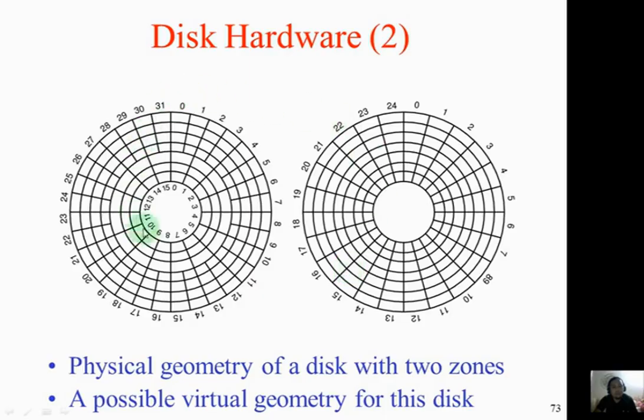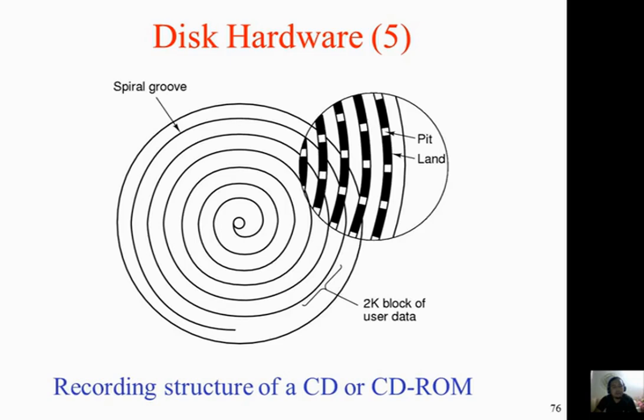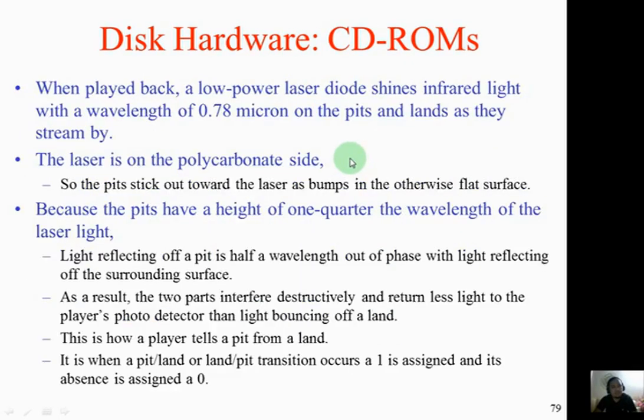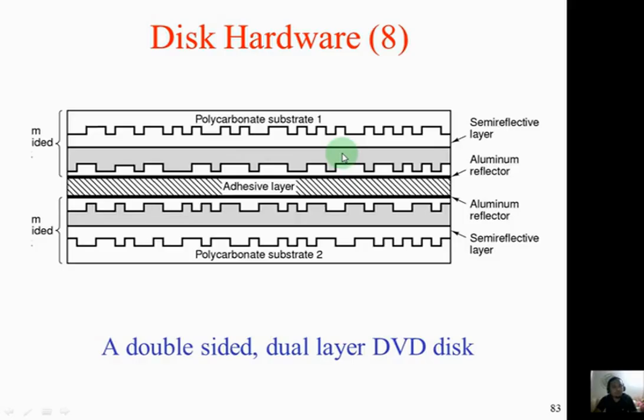This is the physical geometry with 2 zones. You can see here there are fewer zones and here there are more zones. And this is a possible virtual geometry for most of the disks. Now as far as the hardware management of other types of disks is concerned, I'll leave it to you to go through how the hardware management of CD-ROM looks, and with regard to DVD-ROM also.